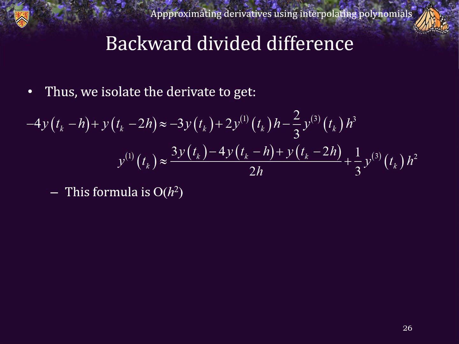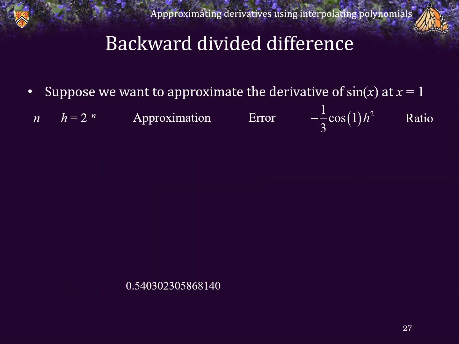So in theory, we now have a backwards divided difference formula that only uses historic data to estimate the derivative at t sub k, where if we have h, then the error goes down by a factor of 4. So if we double the sampling rate, the error is going to go down by a factor of 4. So let's again approximate the derivative of sine of x at x equals 1. And there's the approximation of the error term. And at the bottom, we see the correct answer.